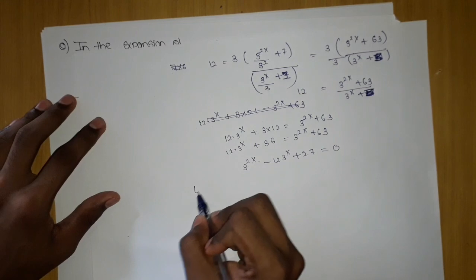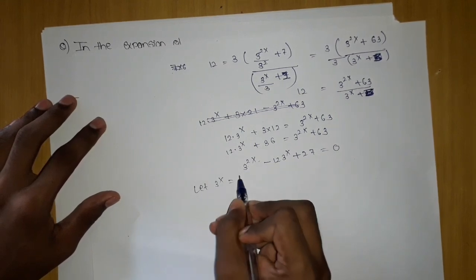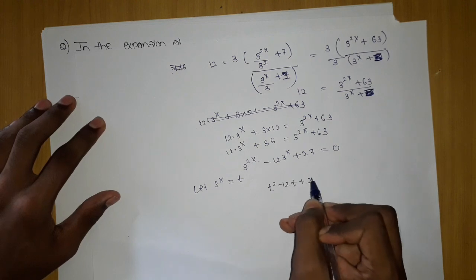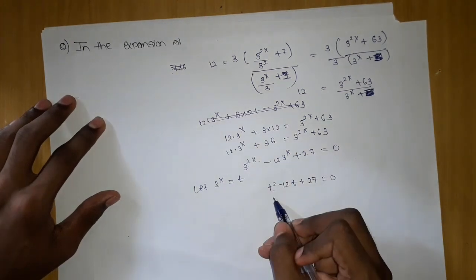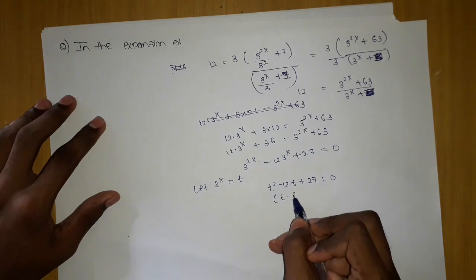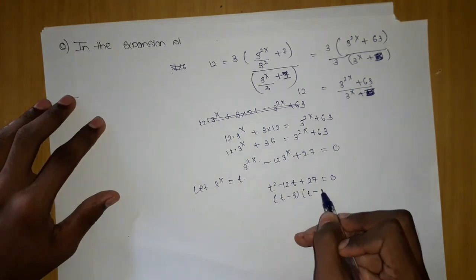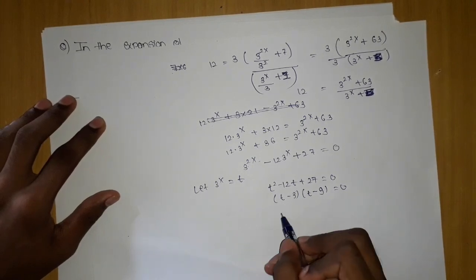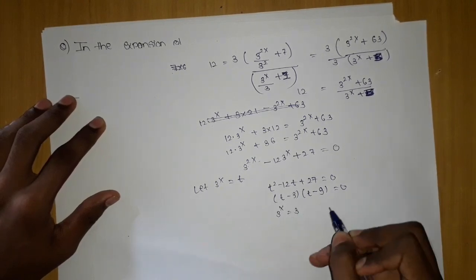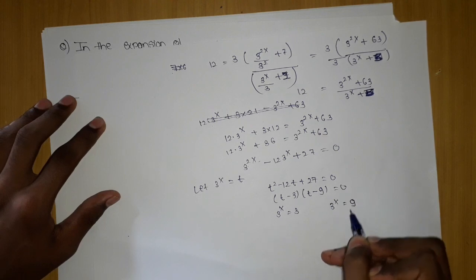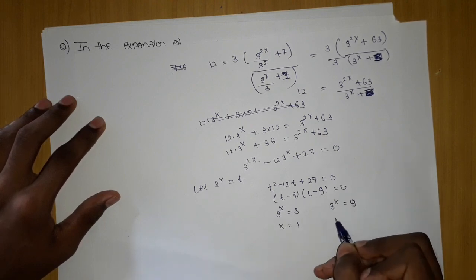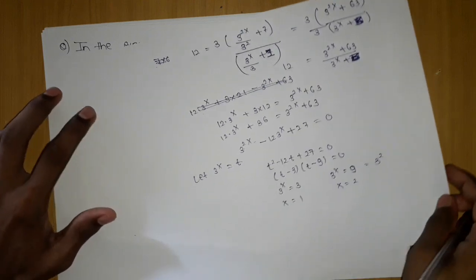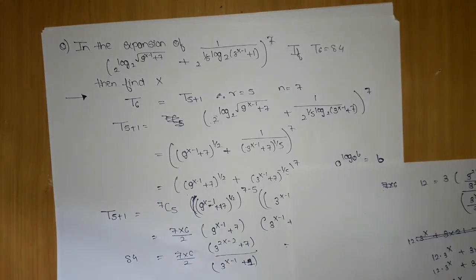So here let 3 power x equal t. The moment you take this, you will get t square minus 12t plus 27 equal to 0. If you solve, you will get t minus 3 and t minus 9 equals 0. So t was 3 power x, so 3 power x equals 3 and 3 power x equals 9. So here x equals 1 and here x equals 2, because you can write this as 3 square. So you got 2 x values which were asked in this question.